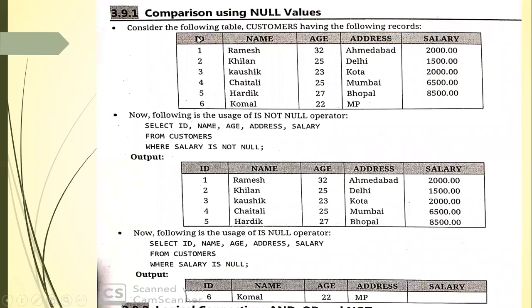That means we can get the result from 1 2 3 4 5. These are the results we will get at that particular context. That is the salary we having not null. And if we want the particular result, that is select ID, name, age, address, salary from the customer where salary is null, then we will get the one result, that is the 6 Komal 22 MP. This result will be returned to you.